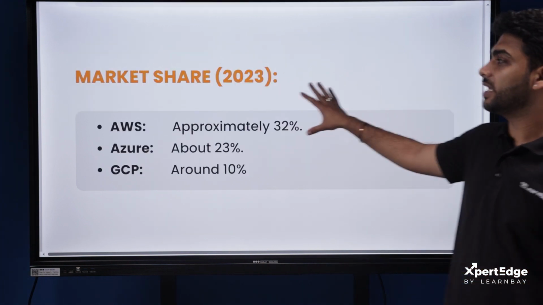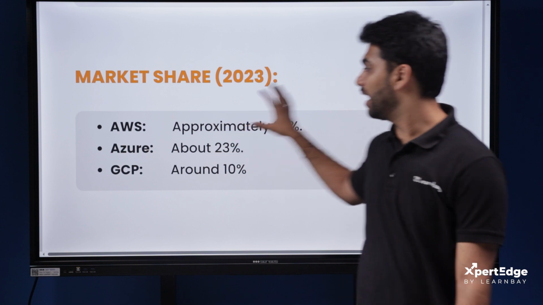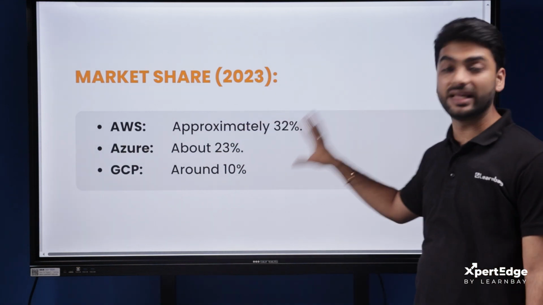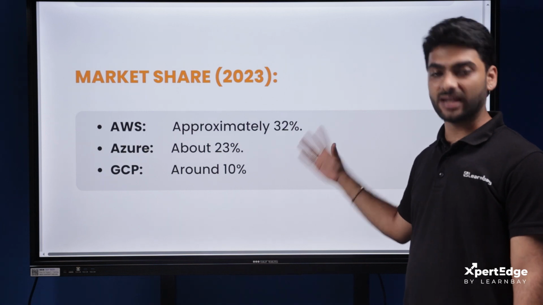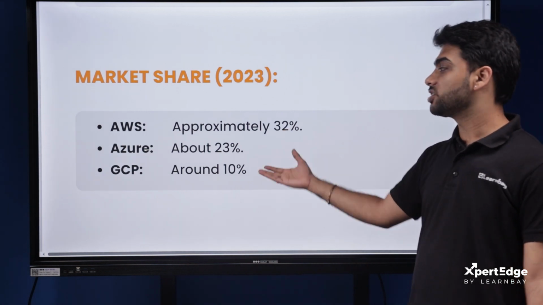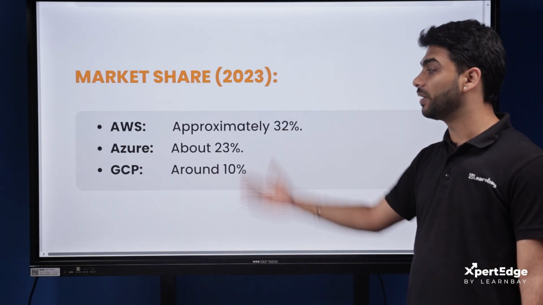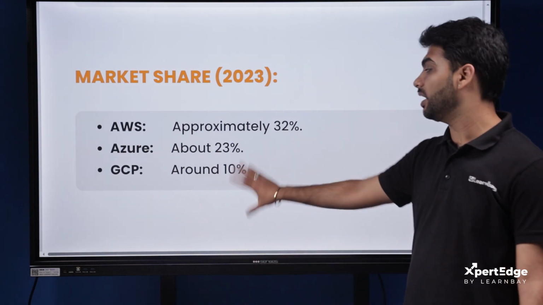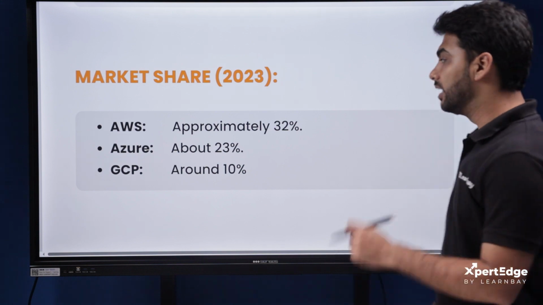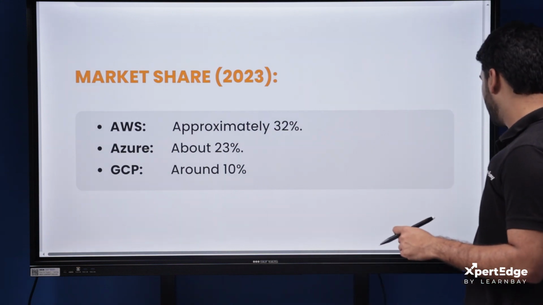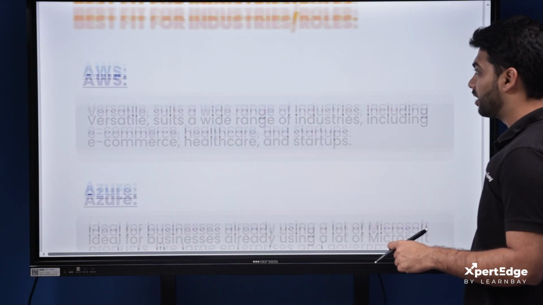So if you see, as of 2023, AWS is leading with a 32% market share, with companies like Netflix using AWS. Azure is in position 2 with 23%, whereas GCP is around 10%. This is according to the 2023 data. We learnt about the market share of AWS, Azure and GCP, right?